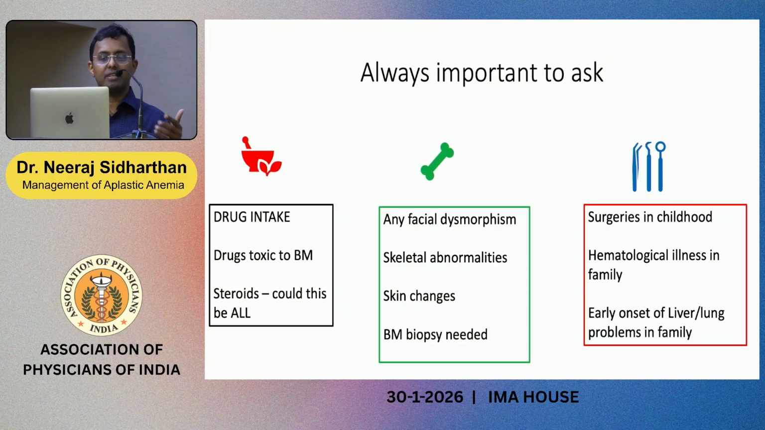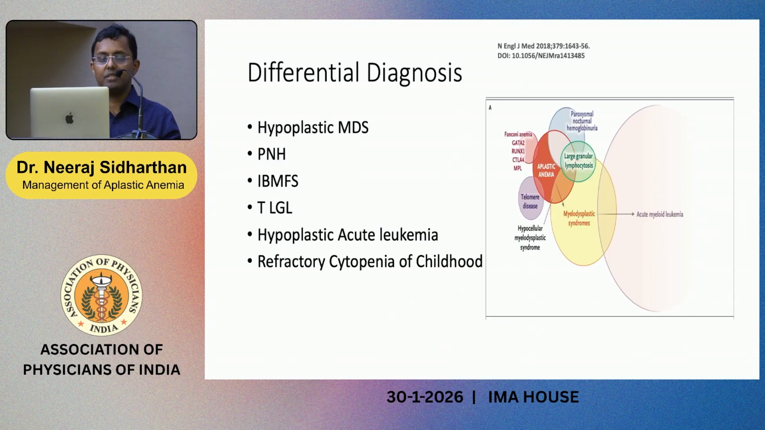Examine the patients for skeletal abnormalities, skin changes, etc. So the history of surgeries in childhood is important, because sometimes the other inherited bone marrow failure syndromes may have associated skeletal defects, so it's important to ask that question. And ask about hematological illness in the family, and early onset of liver or lung problems, again for telomeropathies.